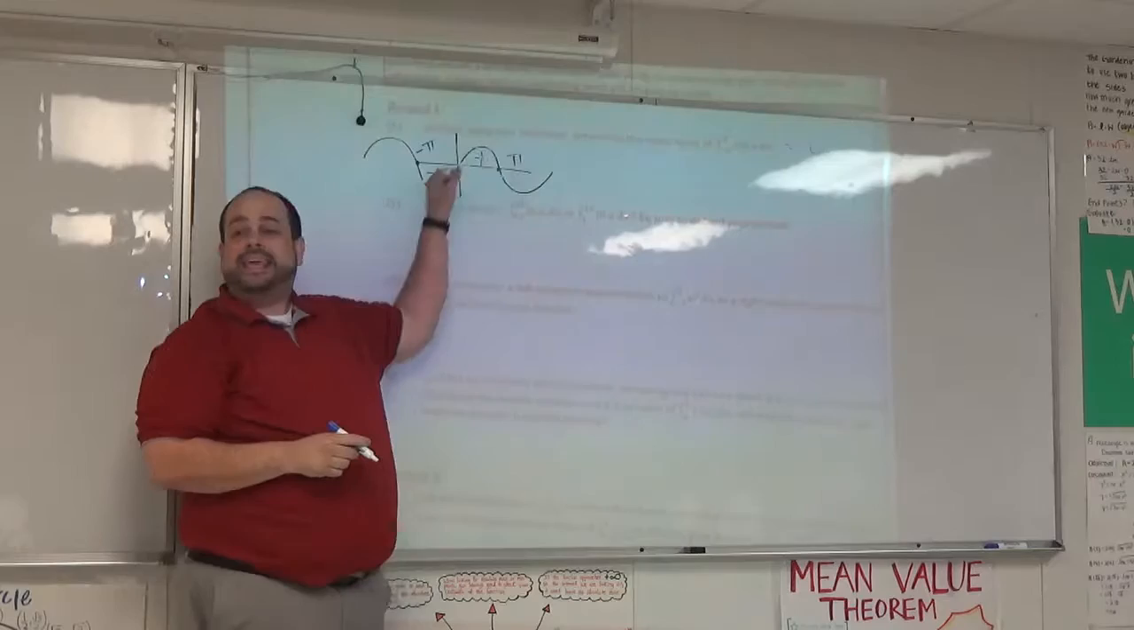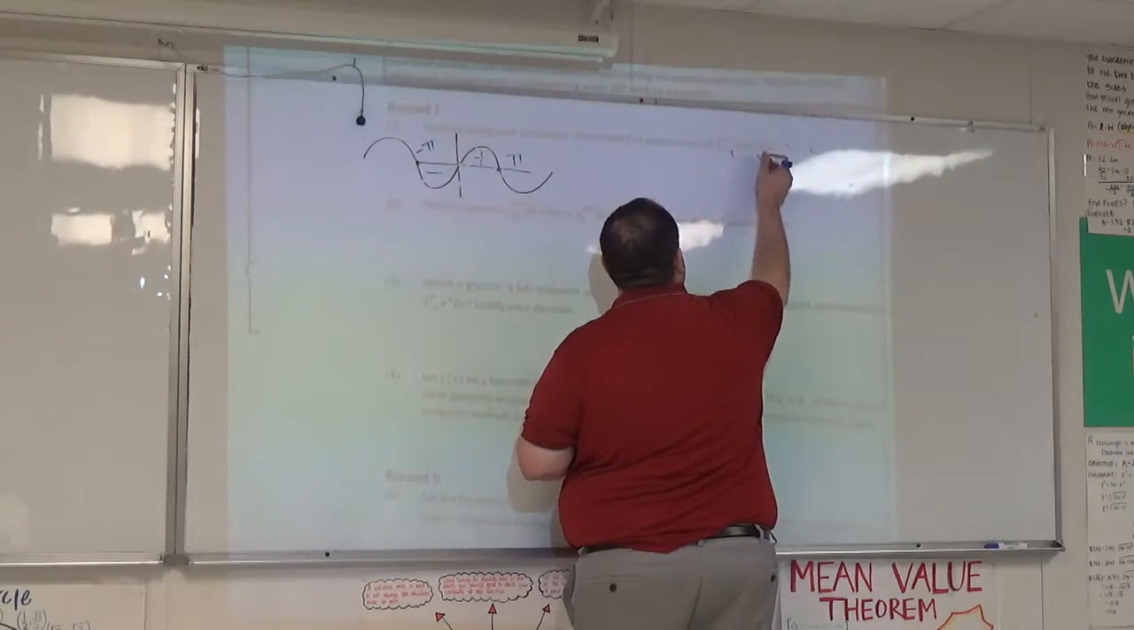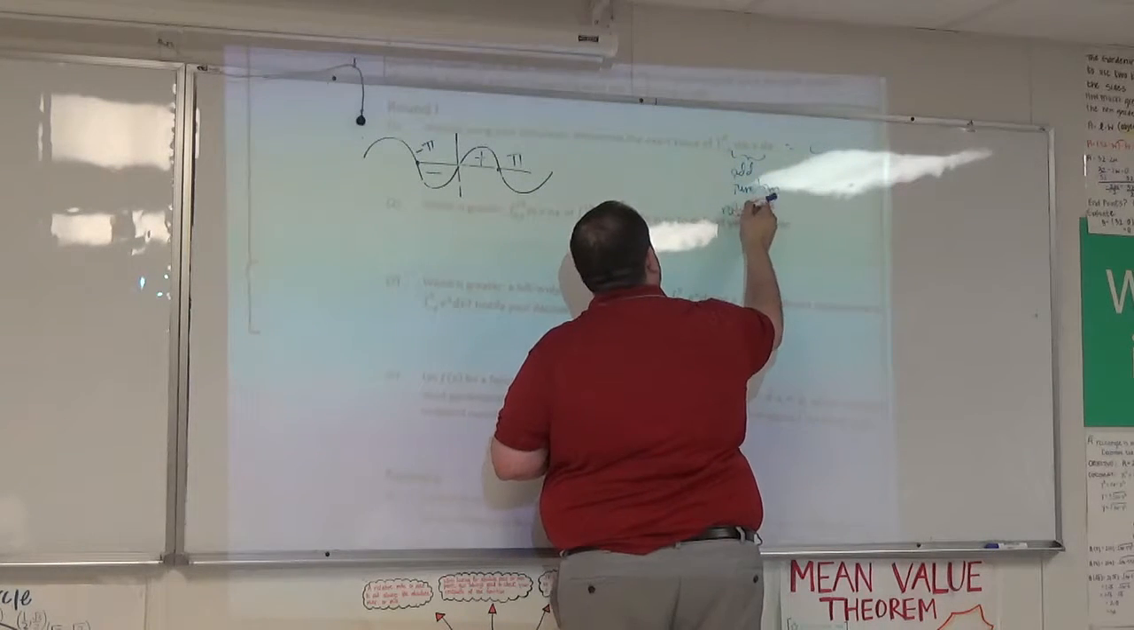They are going to be equal and opposite because the word that you guys were looking for is, it's an odd function. Odd functions have rotational symmetry.